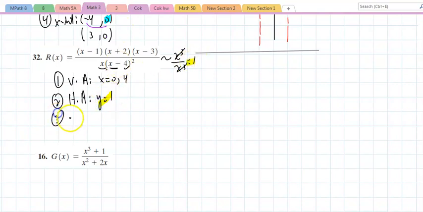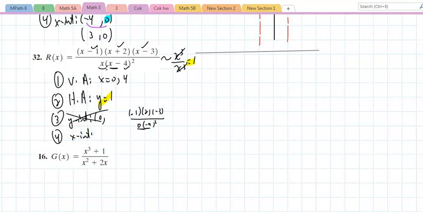3. Y-intercept. Replace x by 0. Put a 0 right there, that's a negative 1. Put a 0 right there, that's a 2. Put a 0 right there, that's a negative 3. Put a 0 right there, we have a problem. We have a 0 in the denominator, which means this graph does not cross the y-axis. 4.